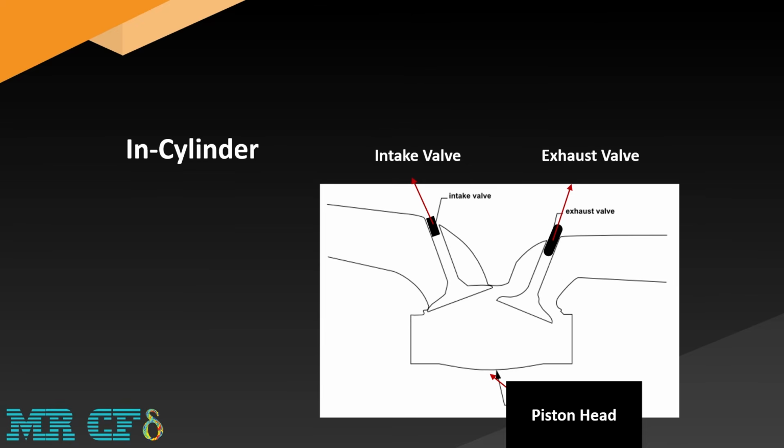Now let's see a process of dynamic mesh simulation setting for an in-cylinder problem. So consider an example of a two-dimensional in-cylinder model for a typical pent roof engine.